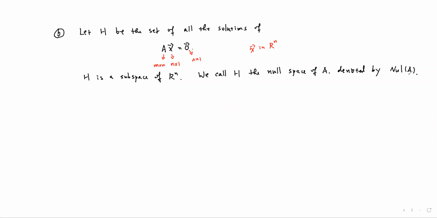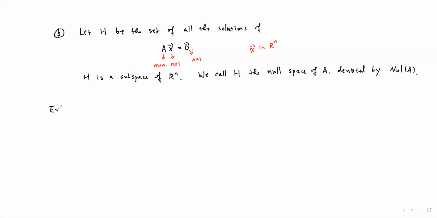Associated with any matrix, there are two subspaces. One is the column space, spanned by the columns of matrix A. And the null space, which is the set of solutions of this homogeneous linear system. So the definition is important. Now take a look at some examples about this definition.